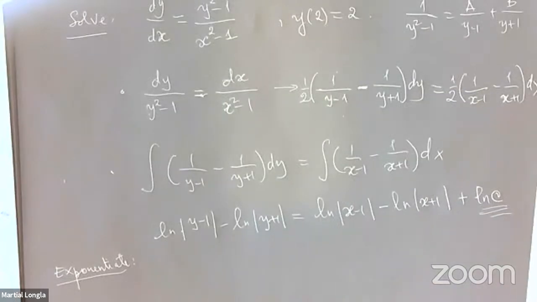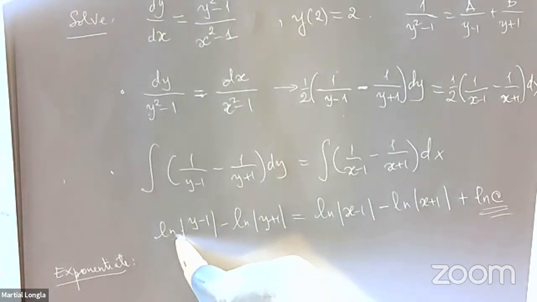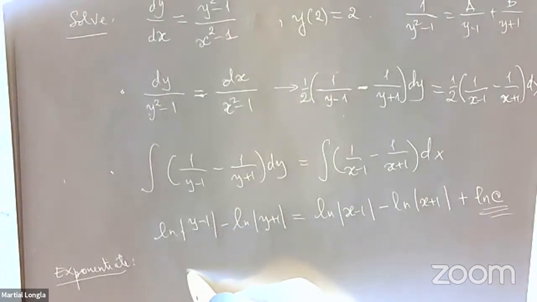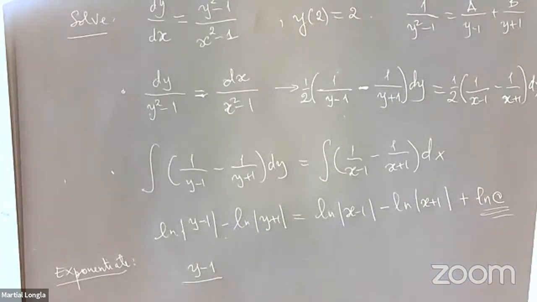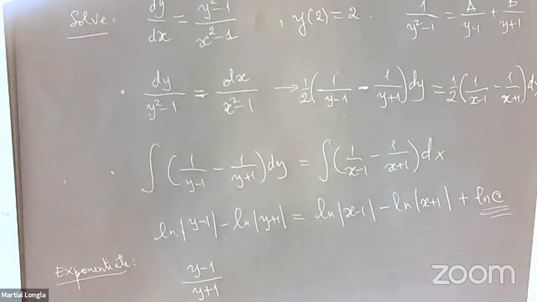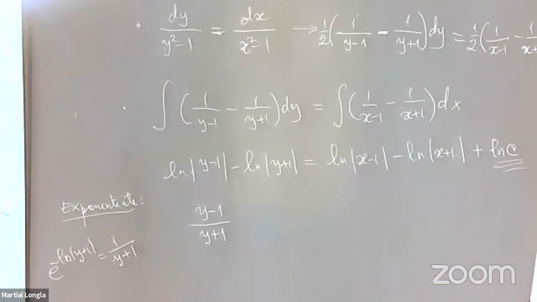When you exponentiate both sides of the equation, you get e to the natural log of y minus 1, that's y minus 1, times e to the negative natural log of the absolute value of y plus 1, that becomes 1 over y plus 1. Okay, e to negative natural log is 1 over the number that you have inside the natural log. So that's why this comes down here.